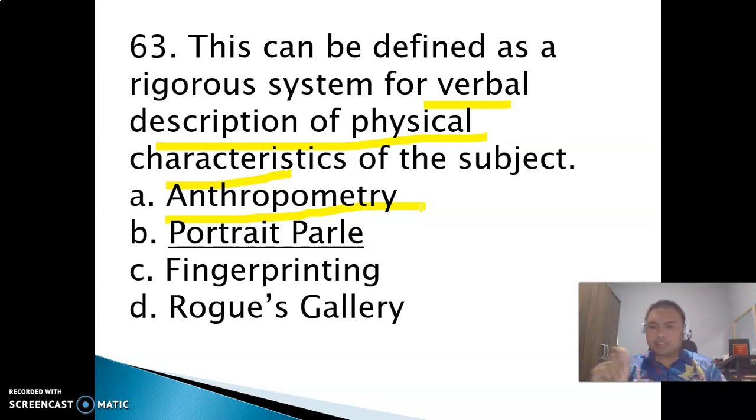Portrait parle, basically, this is what? Verbal description of physical characteristics. Parang ano yung cartographic sketch yan. Okay? Parang cartographic sketch yan.